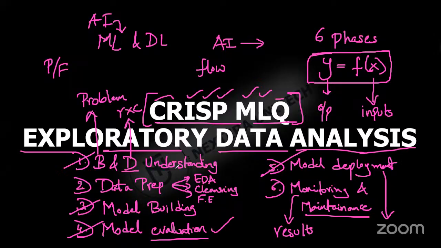And these are the 6 phases of CRISP-ML(Q). I have given you the overview of CRISP-ML(Q). Whenever you talk about a project in machine learning or deep learning, especially AI, there should be a project management methodology that has to be implemented, and we go with CRISP-ML(Q). And today we are going to understand this part.